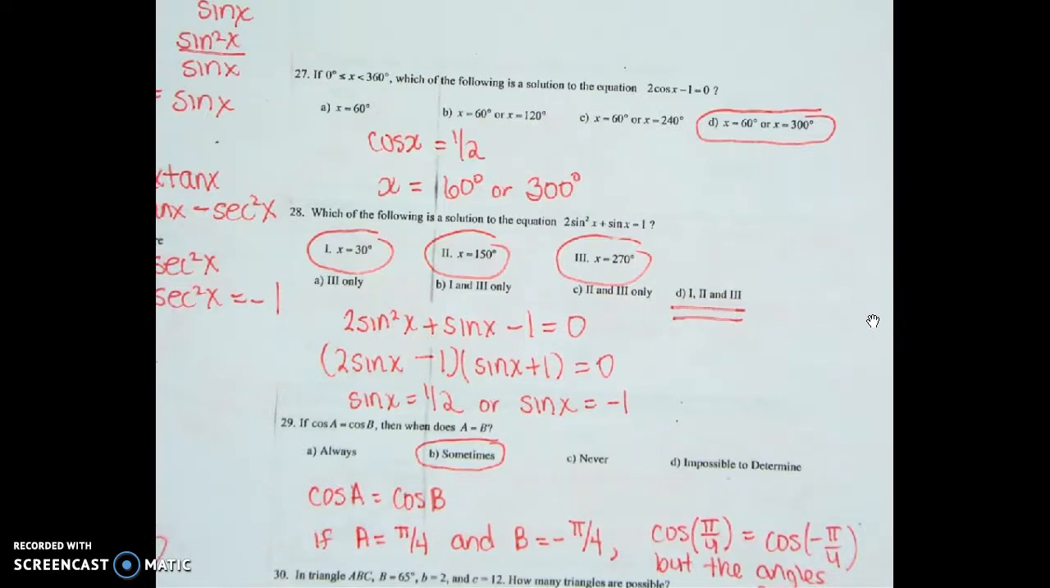Number 29 was kind of a funny problem. I proved that it's only sometimes true by showing that there are 2 different angles, 2 different A and B values, that could have the same cosine, because there's 2 places on the unit circle where you could have the same x coordinate.